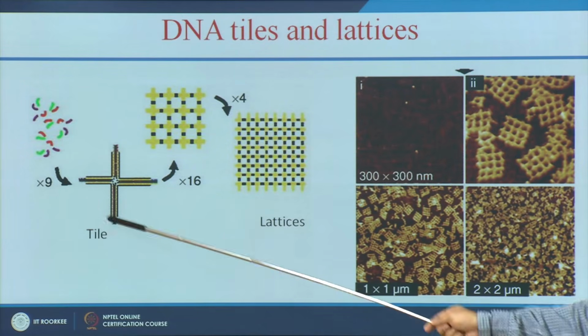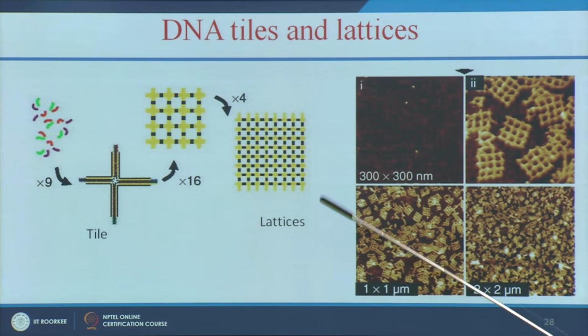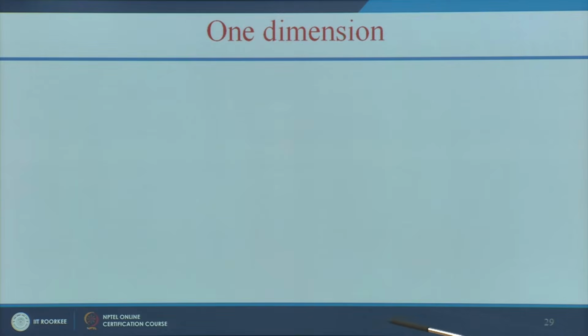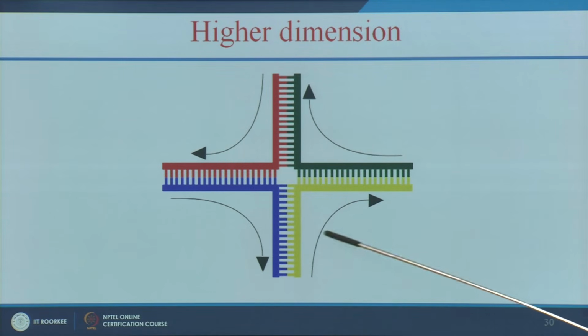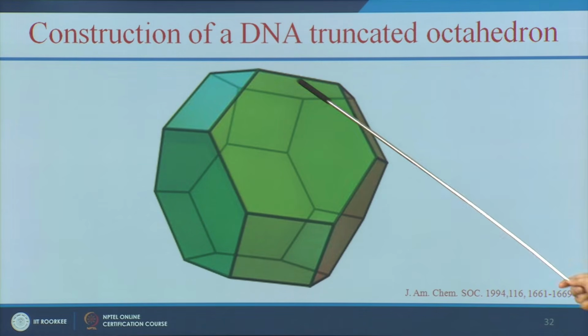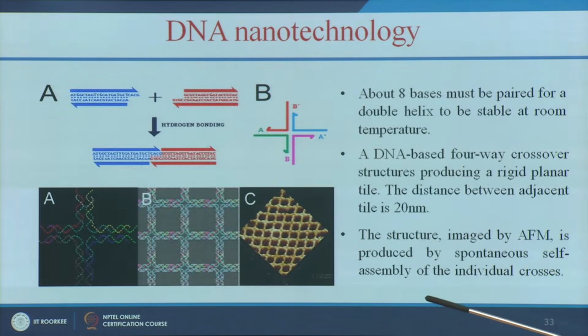Here you can see a DNA based tile, and the tiles will be arranged to form a lattice-like structure. These are called DNA tiles and DNA lattices. So, using this self assembly and complementary base pairing, we can make one dimensional structures and we can also achieve higher dimension structures, and we can also make DNA truncated octahedron structures.